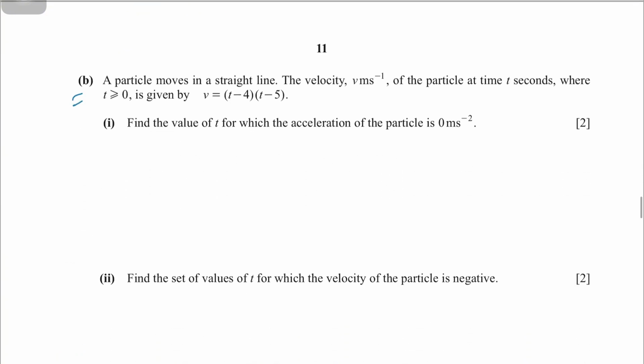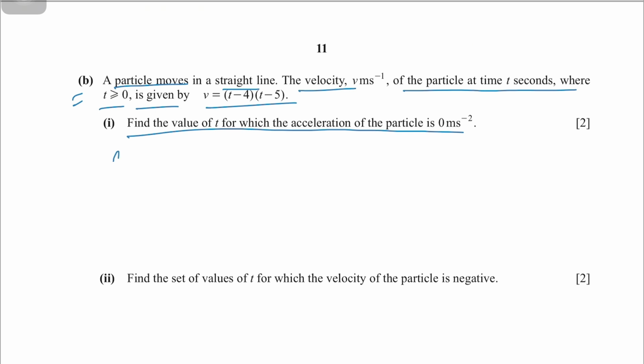Moving on to part B, we have a particle moves in a straight line. The velocity v meters per second of the particle at time t seconds, where t is greater than 0, is given by this. Find the value of t for which the acceleration of the particle is 0. We need to calculate the differentiation first to get our acceleration. So we have our dv upon dt as our acceleration. Let's first expand it to get our answer.